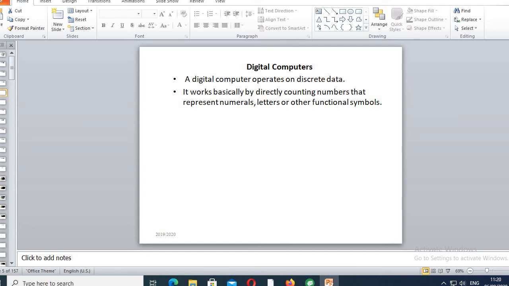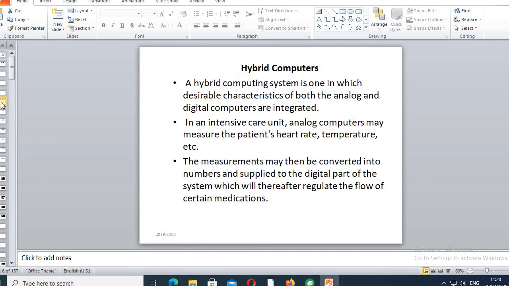So it can deal with directly counting numbers, and again with other numerical representations, letters that are represented by letters. For example, I've said A is less than or equal to 10. Or other functional symbols. You can use different symbols. Multiplication can be done, that sign of multiplication, a plus for addition, stars, and so many other operands can also be done in this case. Hybrid computer.